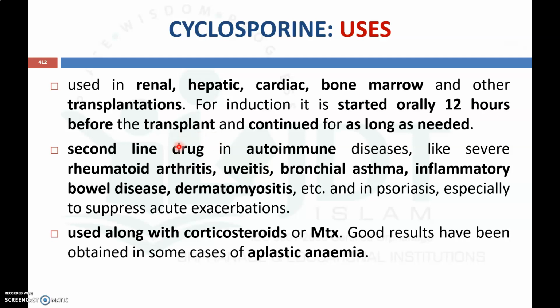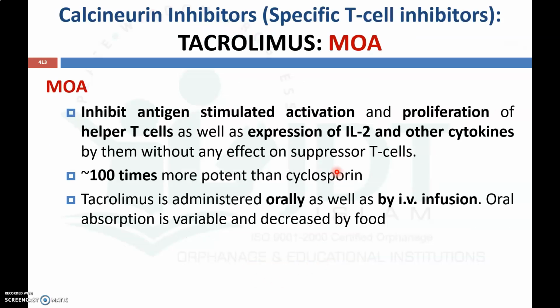And it is a second line drug in many autoimmune diseases like rheumatoid arthritis, uveitis, bronchial asthma, inflammatory bowel diseases, dermatomyositis as well as psoriasis. And cyclosporine along with corticosteroid or methotrexate will give good results in aplastic anemia also. So that is all about cyclosporine.